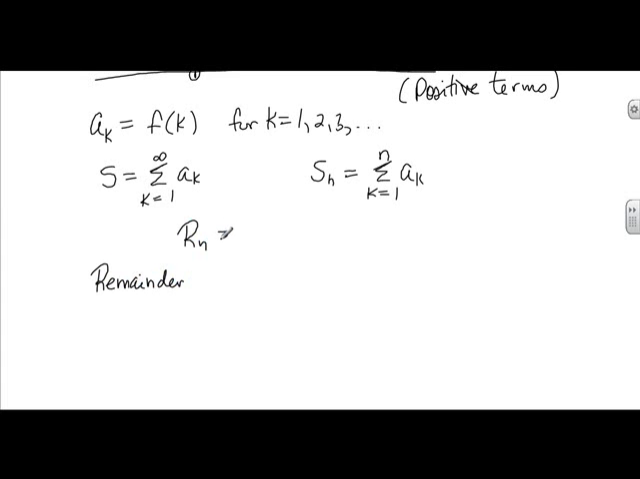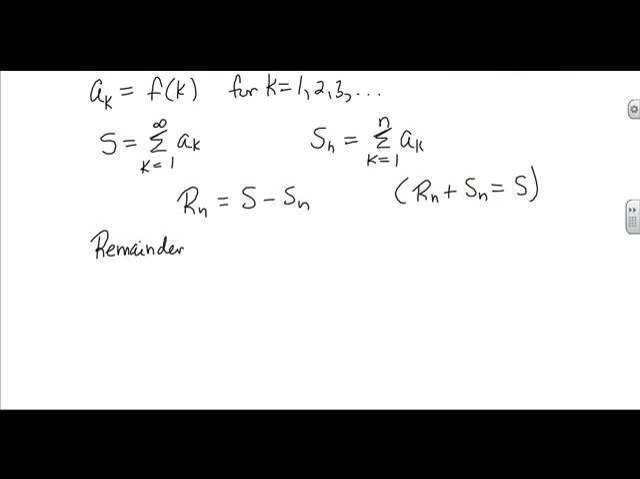Another way to think about this statement is that if you took the remainder R sub n and you added the nth partial sum, you would get the sum of the whole series. That's just the same relationship, written a different way. So the remainder is also referred to as the tail of the series. It's what's left over after the nth partial sum.